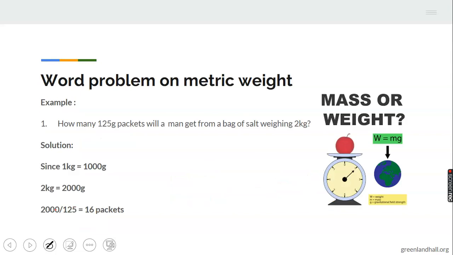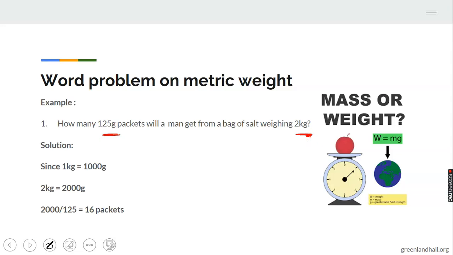Now let's look at this word problem. How many 125 gram packets will a man get from a bag of salt weighing 2 kilograms? Look at this one. This one is gram and this one is kilogram. They are different. So you must first make sure that they are the same measurement first of all.